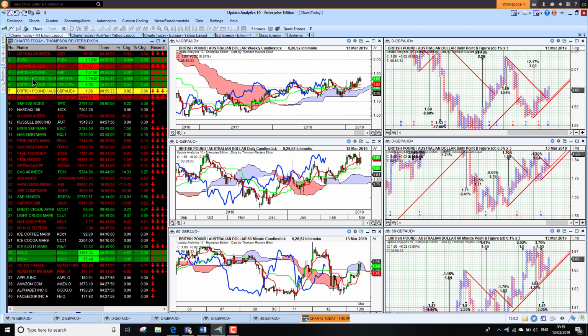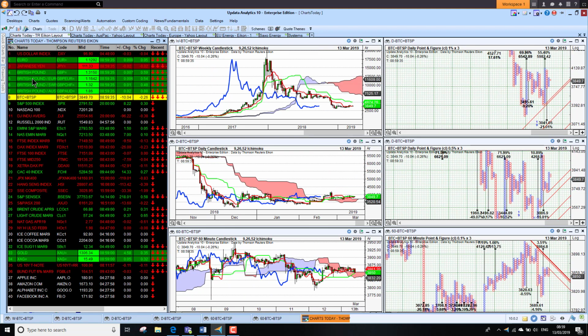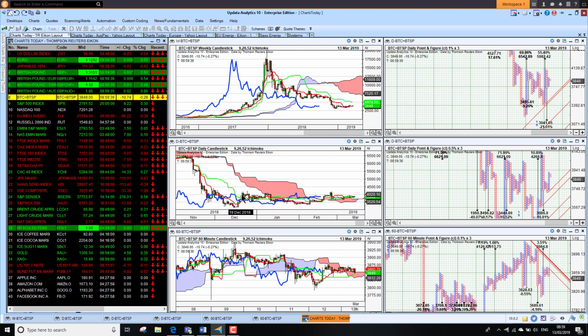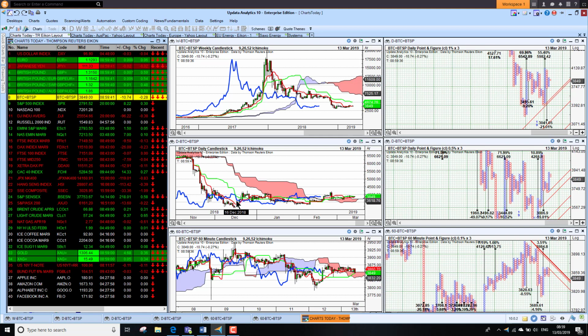Bitcoin was down 0.25% last night, just still flatlining. Bitcoin has done very, very little in the last few months. We just see here we're teetering along at around this 3,800 level with not much change. So no real action there. It's all about trading the range, really.